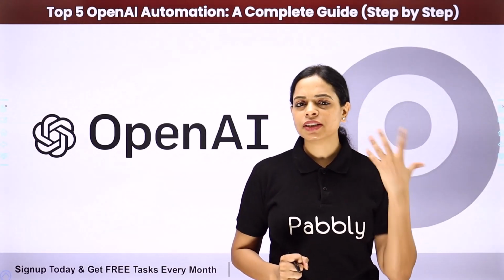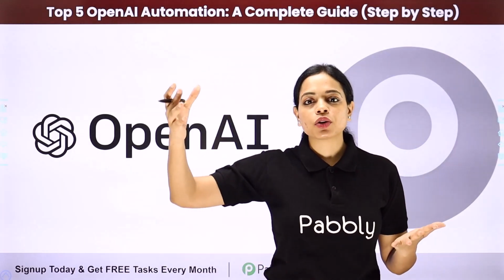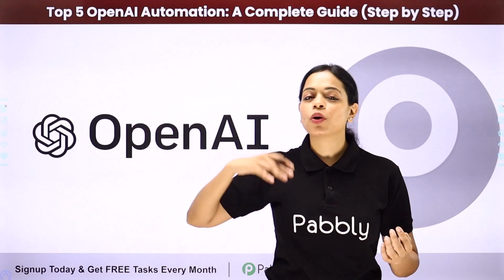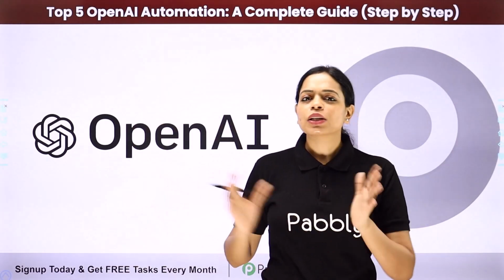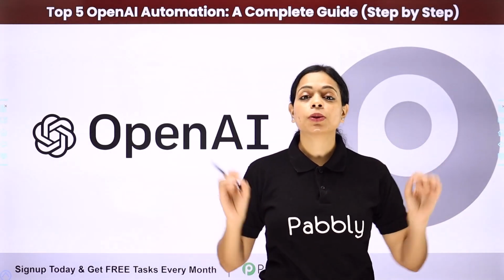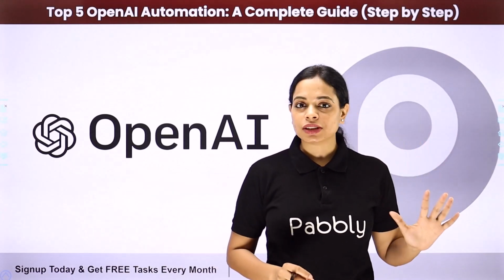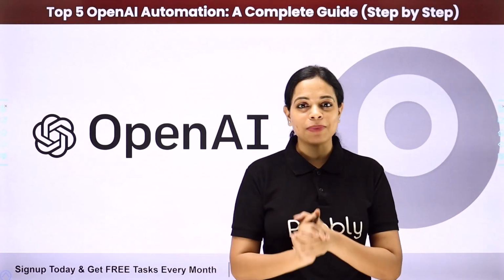So, you have the content in your Google Sheet and automatically you have generated it, created a document or sent it on WhatsApp, or you have just created an Instagram reel and posted it there. So all these automations are possible. So let's talk about the most popular 5 automations where you have integrated OpenAI with different applications using Pabbly Connect.